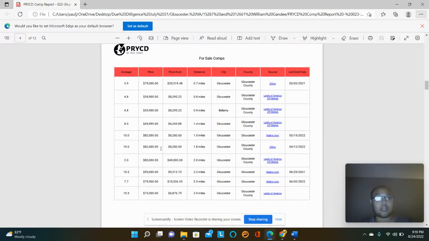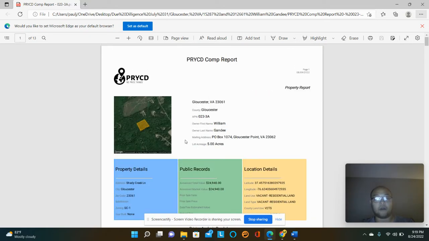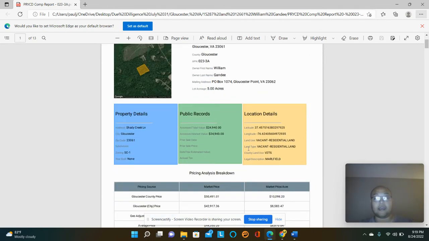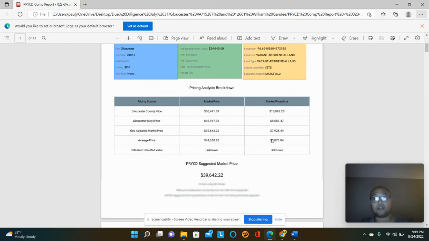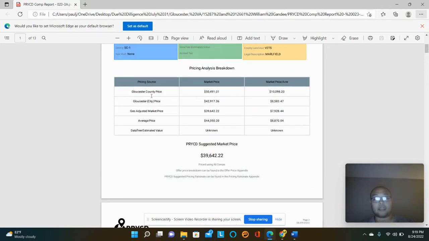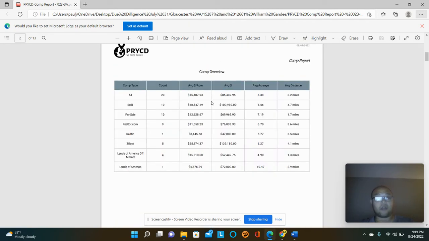The first file is a PDF. This is a property that I was looking at. They said that they were interested in selling, and I didn't go for it. But they give you the assessed total value and the GPS coordinates. They give you the market price, and they'll break it up into three sections: the county, the city, and the geo-adjusted location market price, and they'll give an overall market value. I thought that was pretty cool.